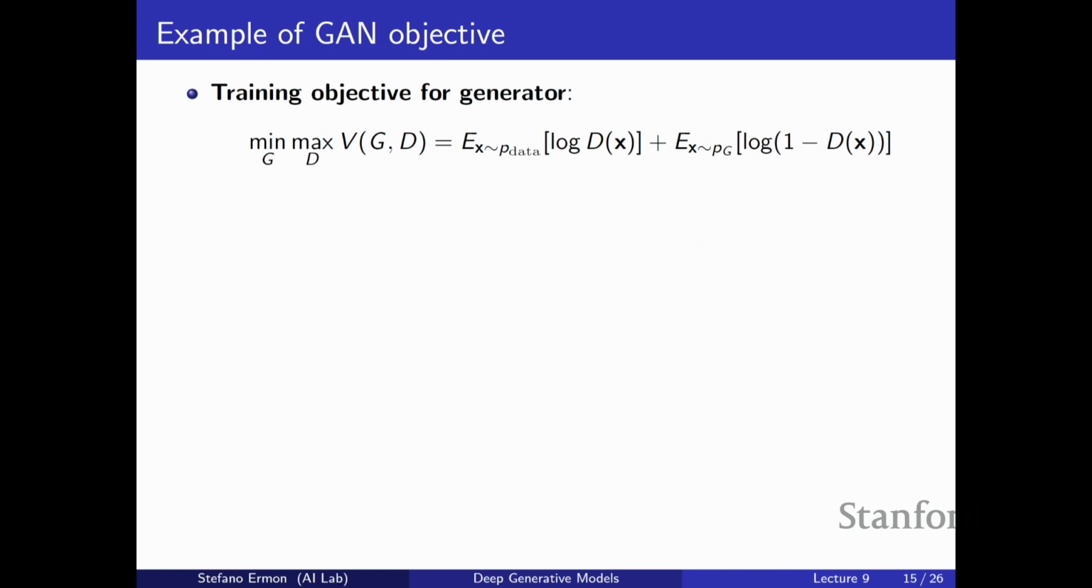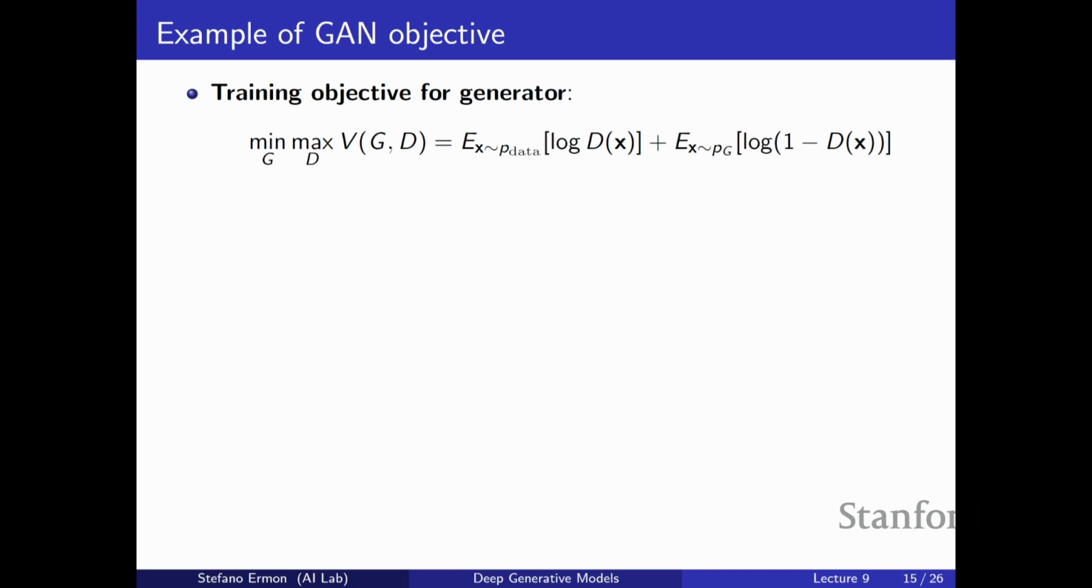And these two players in the game, the generator and the discriminator, have opposing objectives. The discriminator is going to try to maximize this, which is the same as what we had before. The discriminator is trying to do as well as it can to distinguish samples coming from the data from samples coming from this generator. And the generator is going to do the opposite. It's going to try to minimize this objective function, which basically means the generator is trying to confuse the classifier as much as it can.